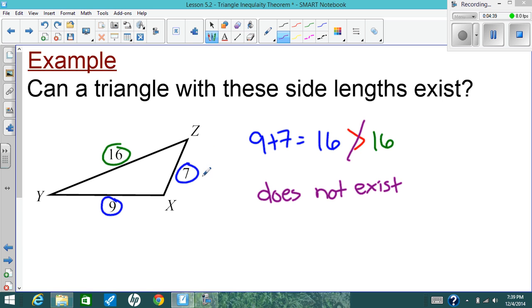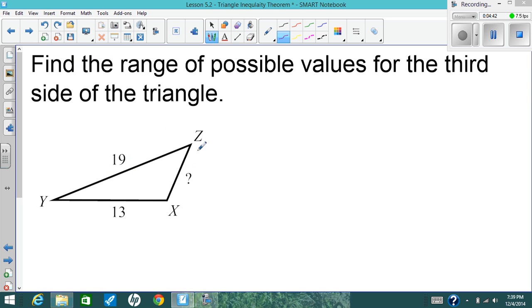We could also find the range of possible values for a third side length using the triangle inequality theorem. So the way that we determine the possible length of this side, this question mark, the one we're looking for, is by using the two sides we're given. So this question mark, and we're looking for a range, so that means we're going to have some sort of inequality. This question mark is going to be smaller than some value, so less than some value, and it's going to be greater than some value.